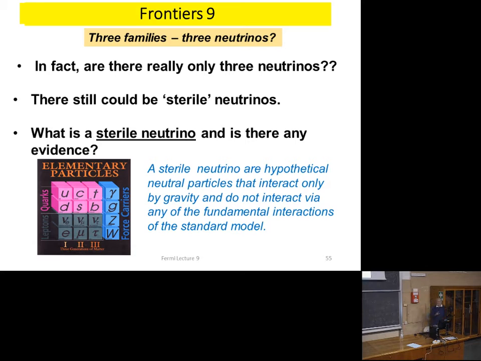So the fact that they have mass and the fact that they oscillate, which again I'll show you the evidence for next time, is crucial for what I'm going to talk about next, which is the fact that we have said that there are only 3 neutrinos. Is that true? Or could there be other neutrinos? I mentioned, of course, that there could be other neutrinos if they were heavy enough.